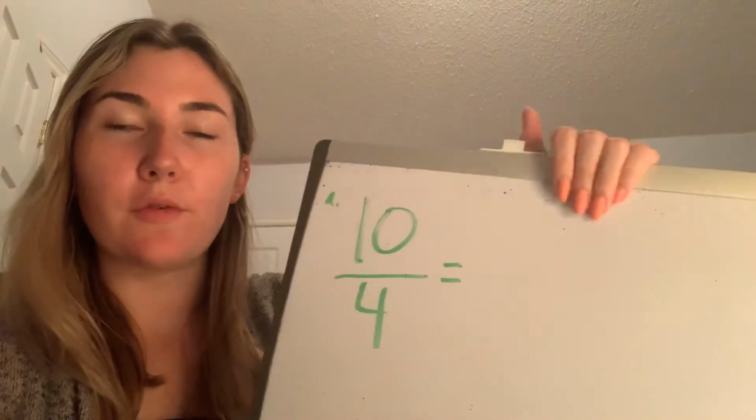Today I'll walk you through lesson 74, parts 6 to 12. Part 6 we're dealing with mixed numbers, so let's do A together and you'll do all the rest on your own. So for A we have 10 over 4.